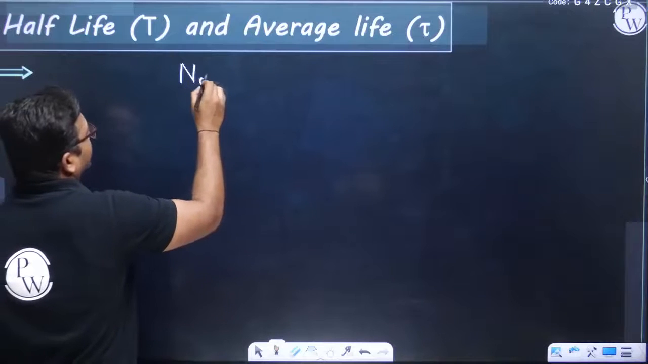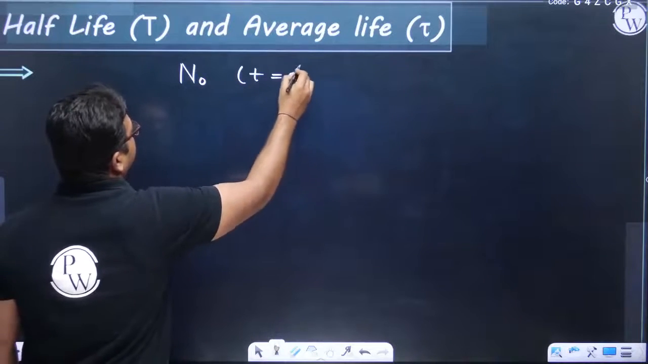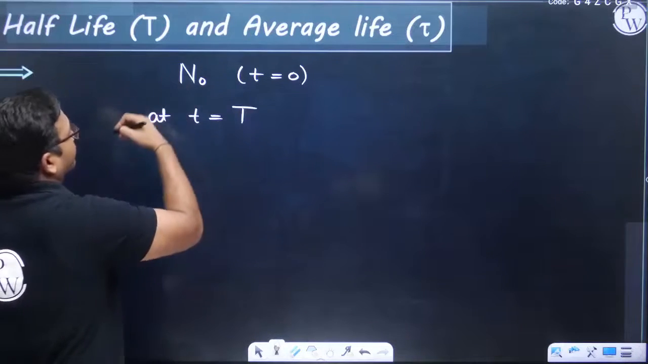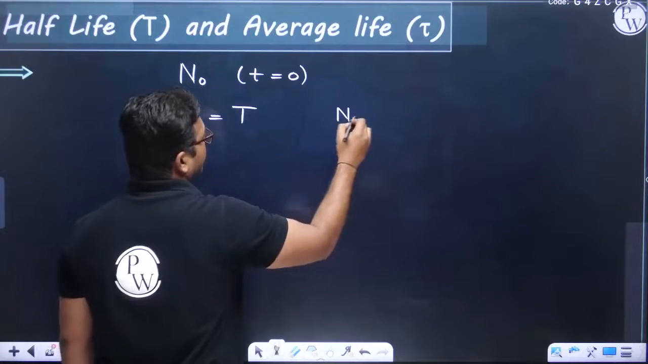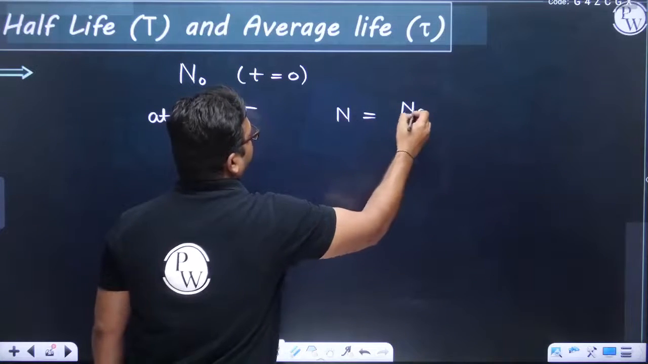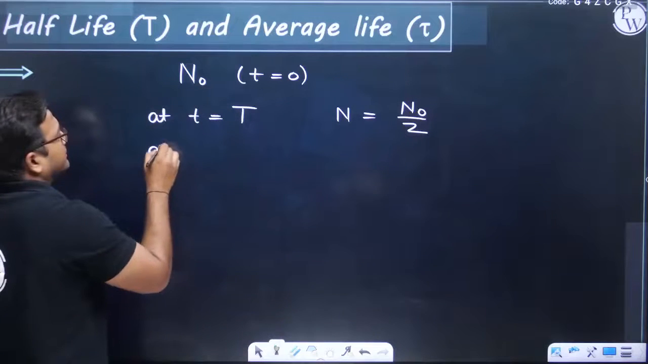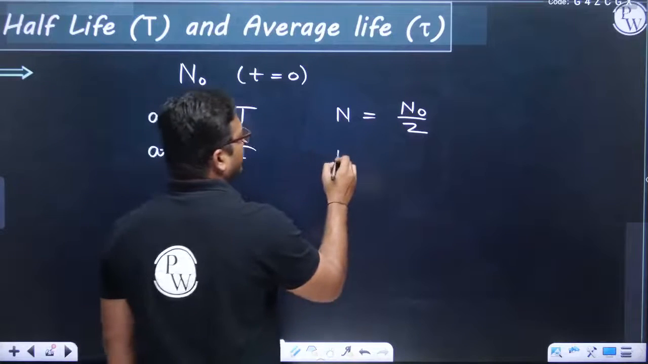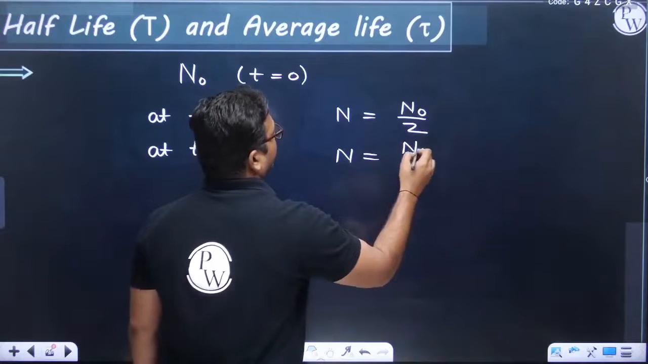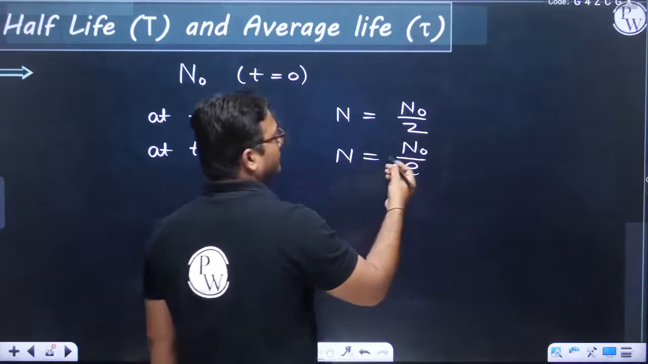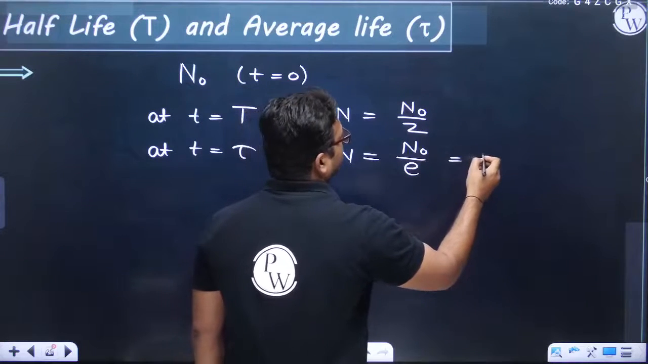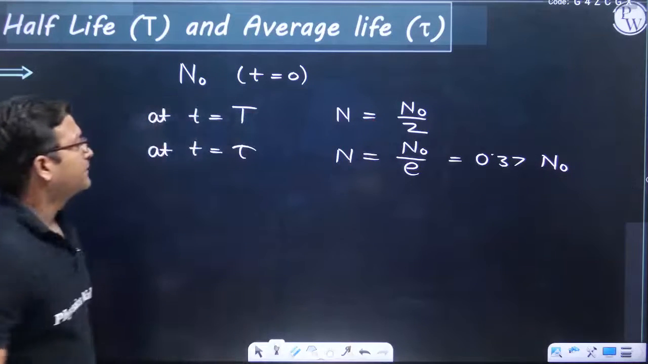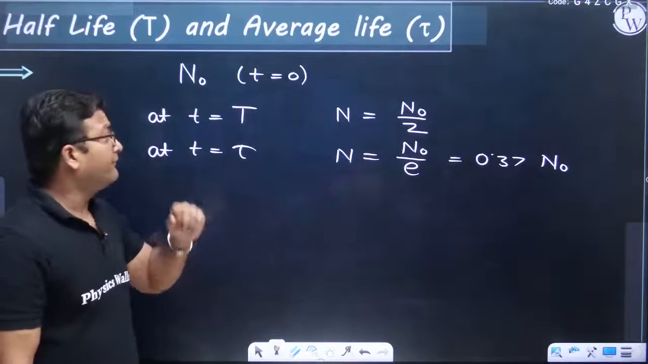Okay, so always remember, if we have initially N naught nuclei at t equals 0, at t equals capital T, that is half-life, the number of nuclei remaining is N naught by 2, and at t equals tau, that is average life, the number of nuclei remaining is N naught by e. I think you remember it is nearly 0.37 times N naught. Okay, so these are the meanings of half-life and average life.